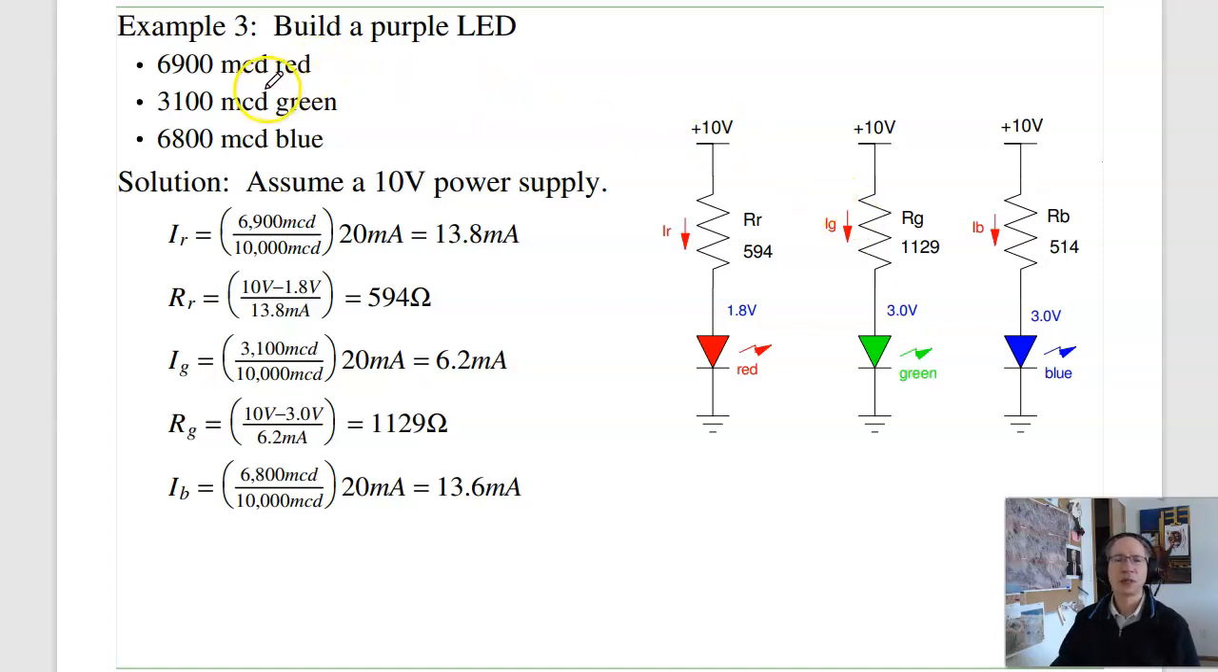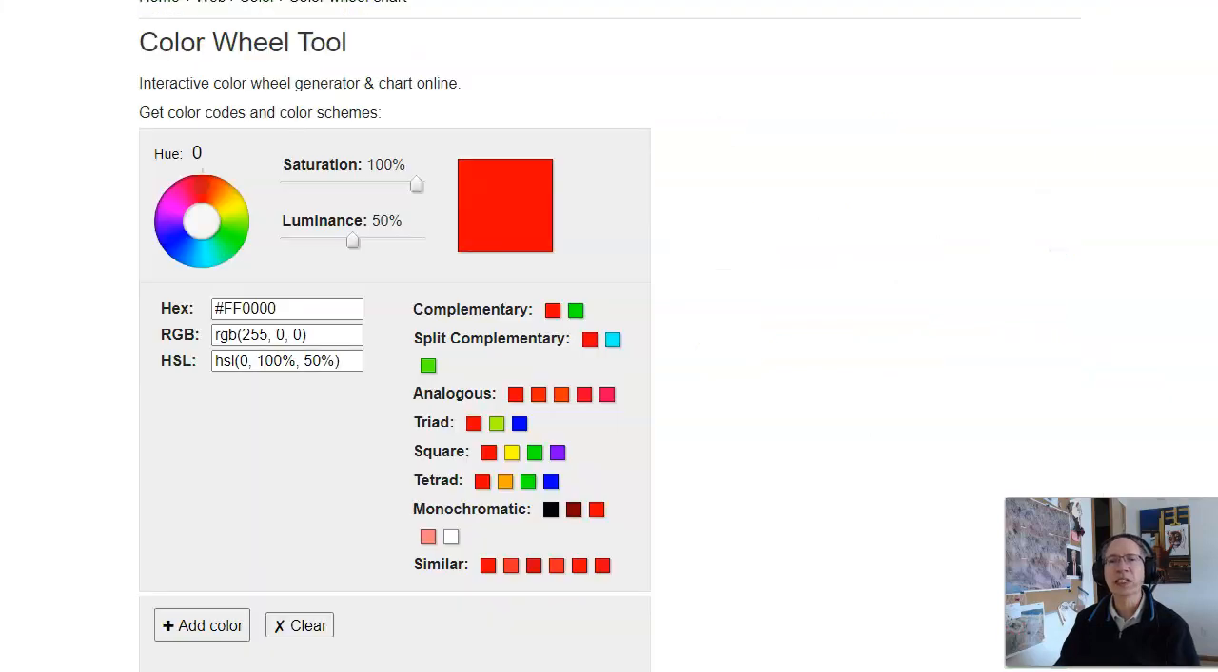So if I want 6900 millicandles red, green, blue, and kind of where that comes from, if you go to rapidtables.com, this is kind of a nice website. This is linked on Bison Academy. As I move around, I can see the different colors. Right here is the red, green, blue. 255 is full brightness. 0 is no brightness.